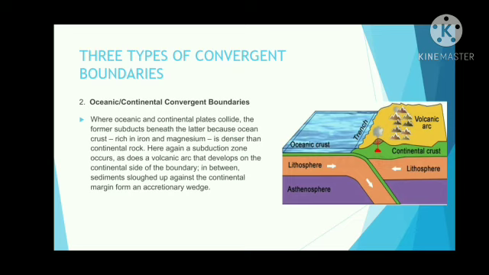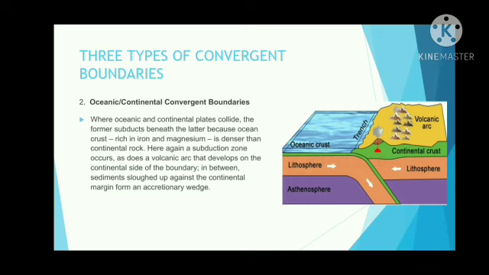Next, we have oceanic-continental convergent boundaries, where oceanic and continental plates collide. The former subducts beneath the latter, because ocean crust, rich in iron and magnesium, is denser than the continental rock. Here again, a subduction zone occurs, as does a volcanic arc that develops on the continental side of the boundary. In between, sediments scraped against the continental margin form an accretionary wedge.